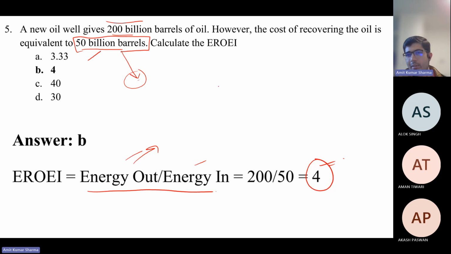Today we have 3 students who have joined online, so I want to discuss with you. Please share your thoughts about it. Anyone? What is the meaning of this, energy out, energy in? What is the meaning of this?